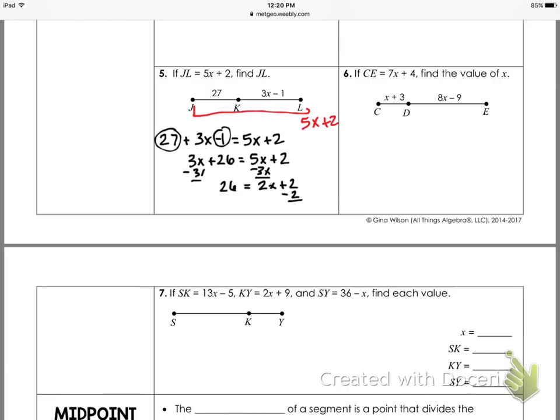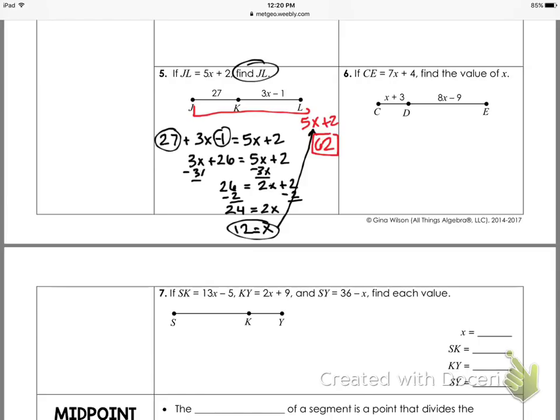Subtract 2 from both sides. 24 equals 2x. And we get that x is equal to 12. So x is equal to 12. It doesn't ask me to just find x. It tells me to figure out what all of JL is. So let's go back and plug 12 in for x. 5 times 12 is 60. 60 plus 2 gives me 62 as my final answer for what JL is actually equal to.